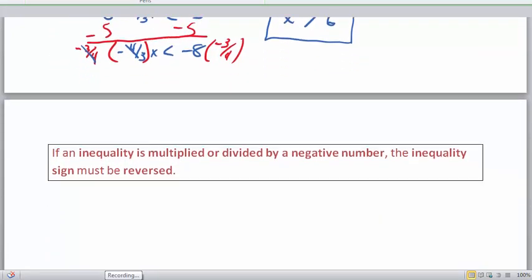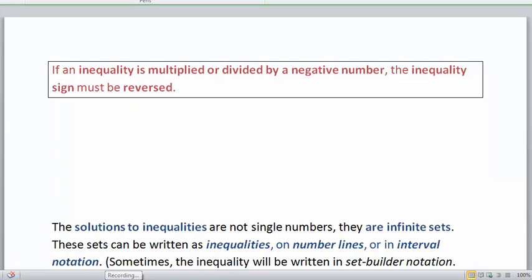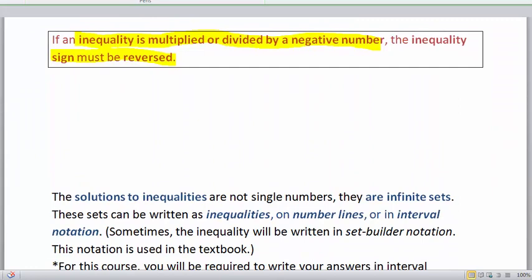All right? And again, I have that boxed there as an important thing to remember. If when solving an inequality you multiply or divide by a negative number, the sign must be reversed. Now the solution to that inequality that we had was x is greater than 6. Now the solutions to inequalities are not just single numbers, as they usually are with equations. They're actually infinite sets. Okay? And how do we express infinite sets? Well, a couple different ways. We can express them in interval notation, as inequalities, as we did there, or on number lines.